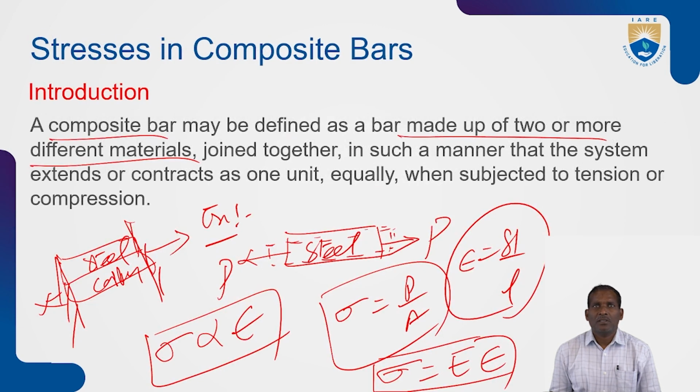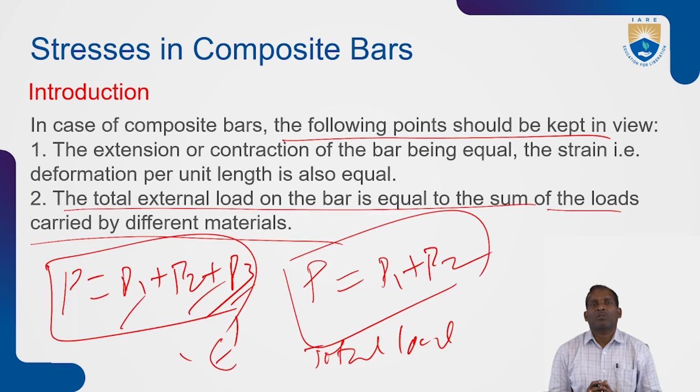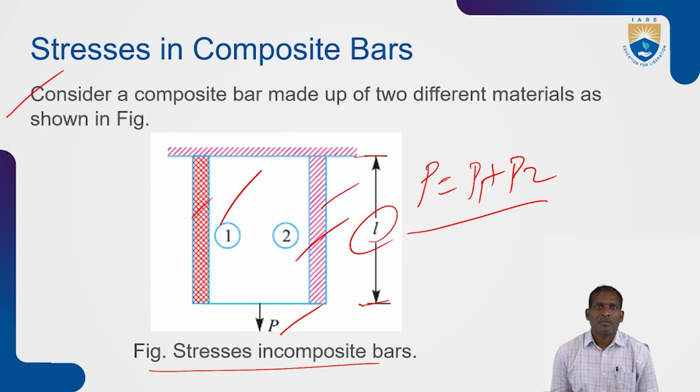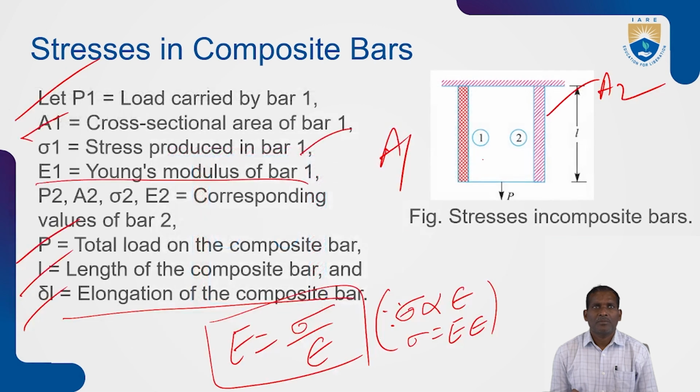So we have seen stresses in composites, and in this we have learned the total external load calculation, and then extension or contraction of the bar being equal, so the strain, the deformation per unit length, is also equal. That concept we have also studied in composite bars. We have taken an example of two composite bars. In this, different stresses are there. In bar 1, the stress produced is different, and in bar 2 it is different.